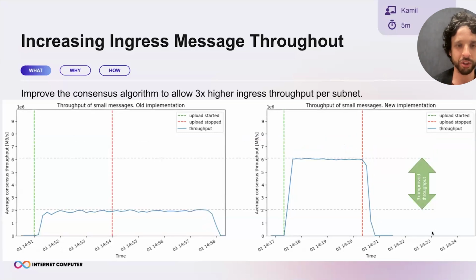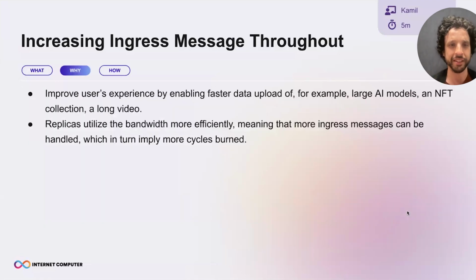On the next slide, you can see the same experiment, but repeated for small messages instead. Whereas in the previous one, we were sending messages of, say, 2 megabytes, here we send many messages of size 4 kilobytes. Here you can see on the left side that we were still bounded by 2 megabytes per second, but right now we are bound by roughly 6 megabytes per second. So it's roughly lower than what we saw for big messages, but it's still a 3x improvement. And on the next slide, I'll tell you why we care about this.